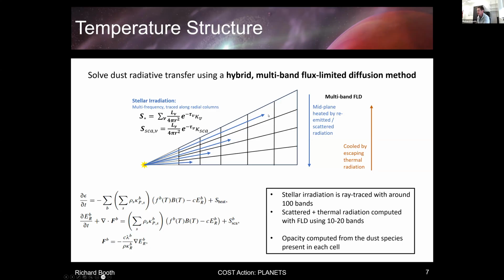But then the stellar radiation that's scattered and the re-emitted thermal radiation from the disk is treated using flux-limited diffusion. The reason why we need to do this in a multi-band way is because the midplane is heated by radiation that's come from the upper layers, where the disk is hot and the radiation field is at relatively short wavelength, and the midplane is cooler, which is then emitting radiation at longer wavelengths. To make the process relatively computationally efficient, we trace the stellar radiation with around 100 bands, but use 10 to 20 bands to treat the re-emitted thermal radiation.